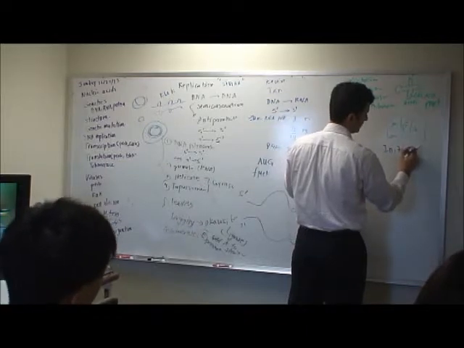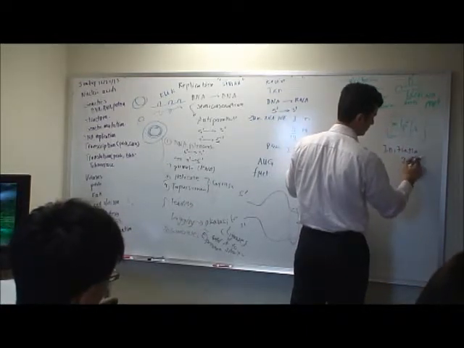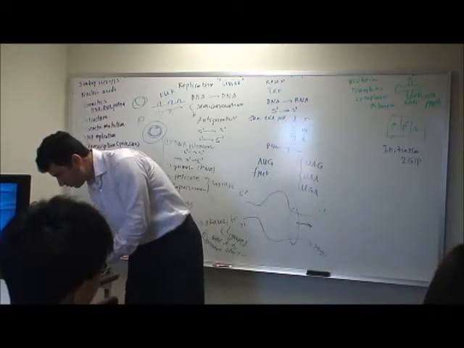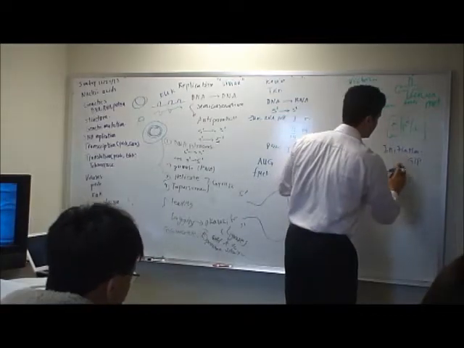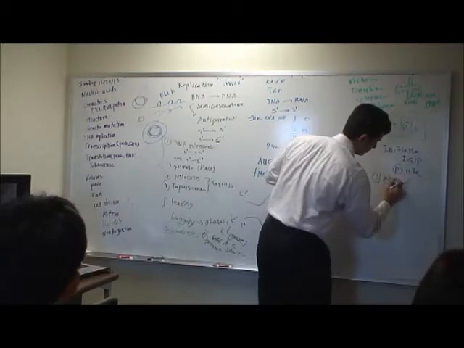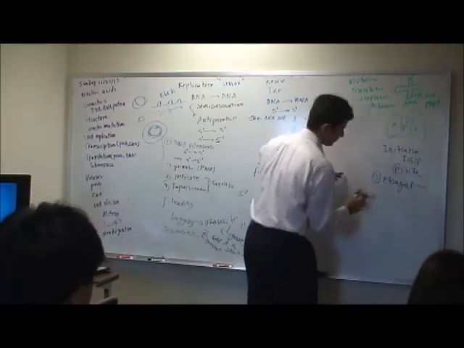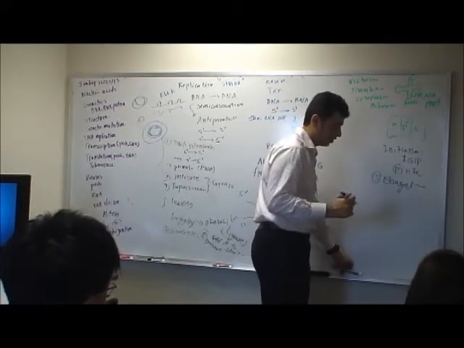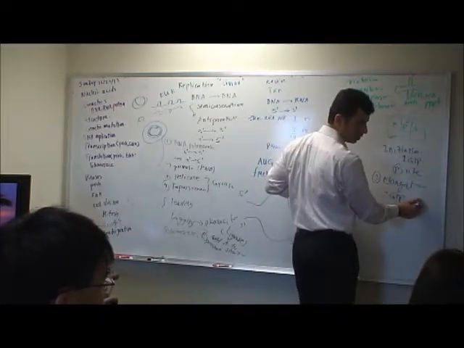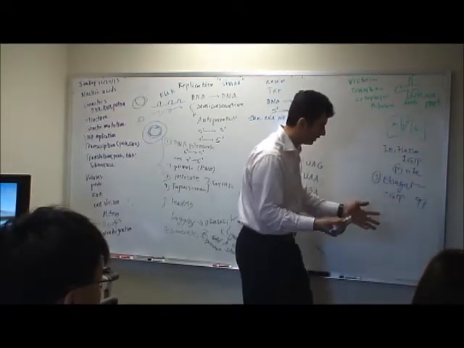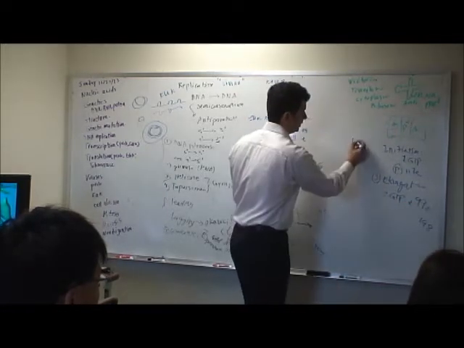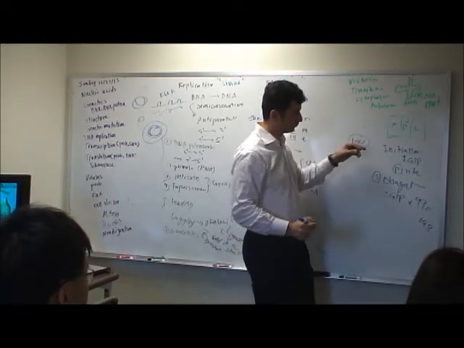How much energy do you need? Initiation takes 1 GTP, just to put it in the P site. And then elongation takes 2 GTP. How many elongations if you have 100 amino acids? It takes 99 times 2. 99 elongations, each elongation 2 GTP, 99 times 2, 198.